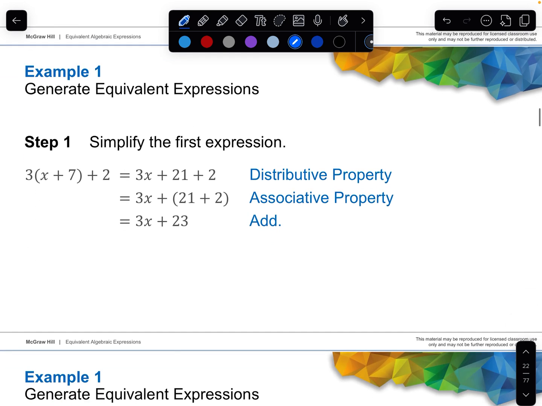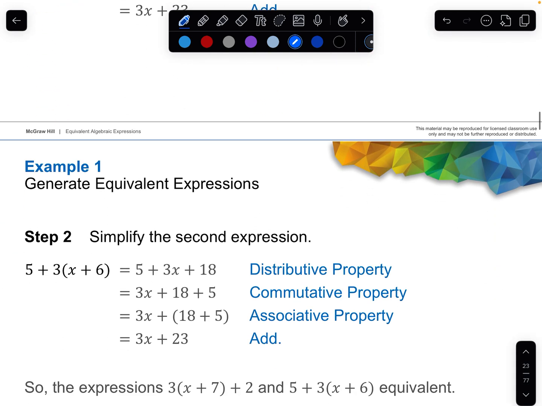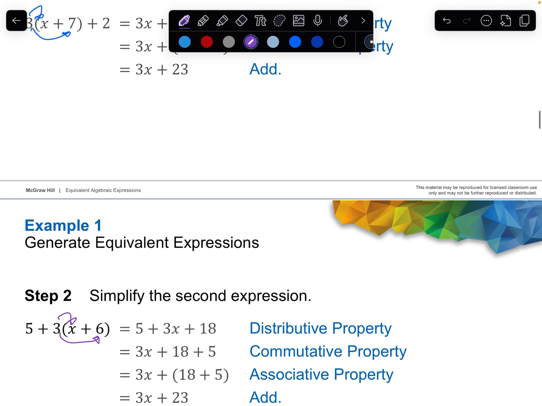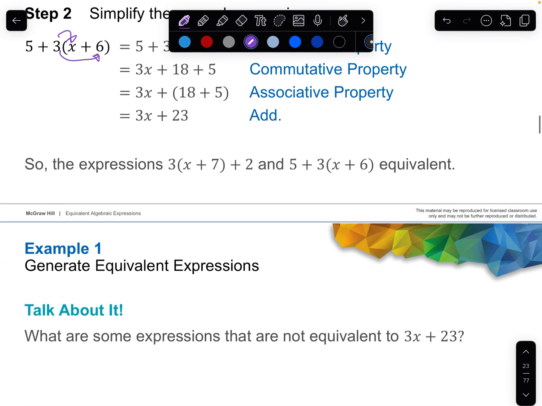Let's take a look at our example. We're going to simplify the first expression. 3 times (x + 7) gives me 3x, plus 3 times 7 is 21, plus 2. Apply your associative property, 3x + 21 + 2, which gives me 3x + 23. I'm going to now evaluate the second expression. 5 + 3 times (x + 6) gives me 5 + 3x + 18. I rearrange them using the commutative property, 3x + 18 + 5, which gives me 3x + 23. Both of these evaluate to 3x + 23, so they are equivalent.